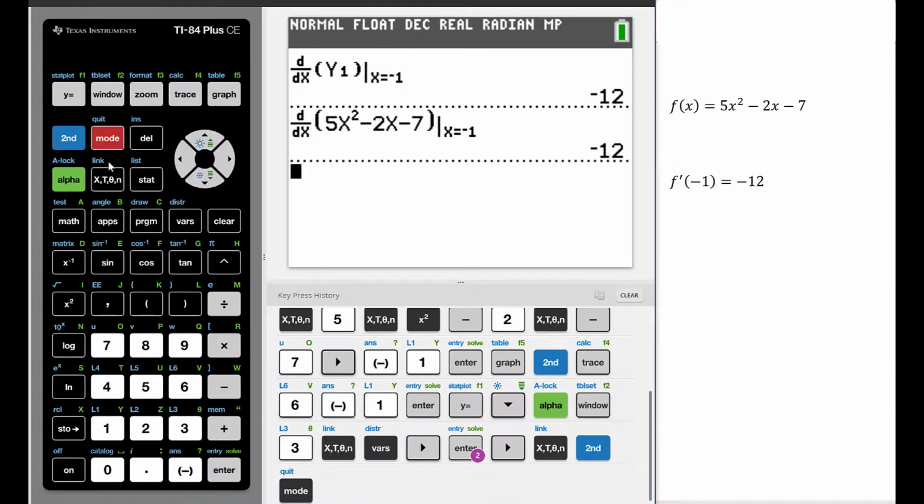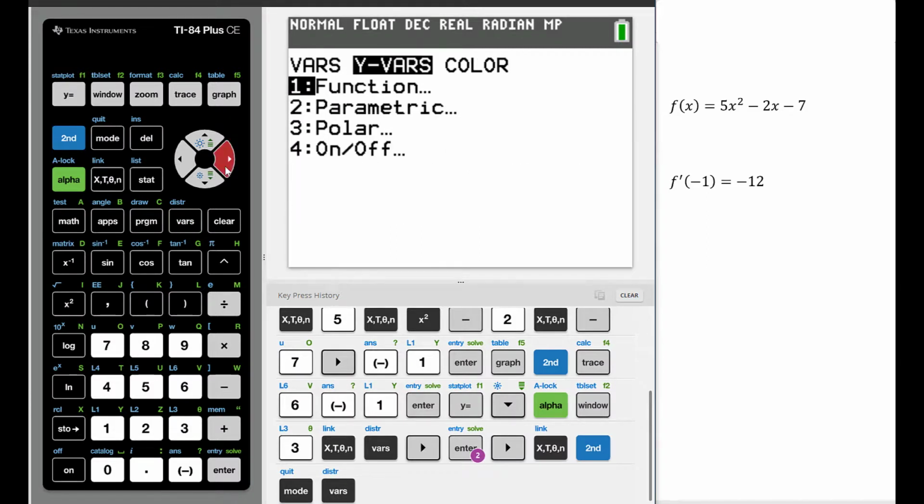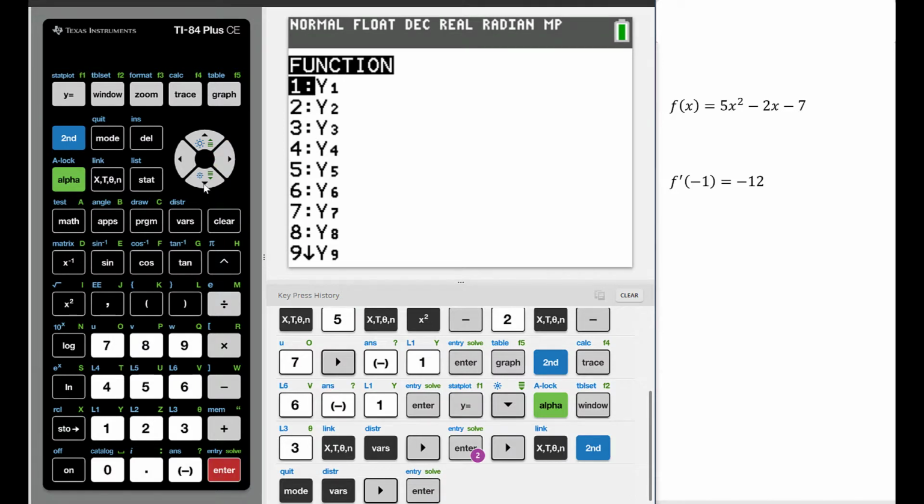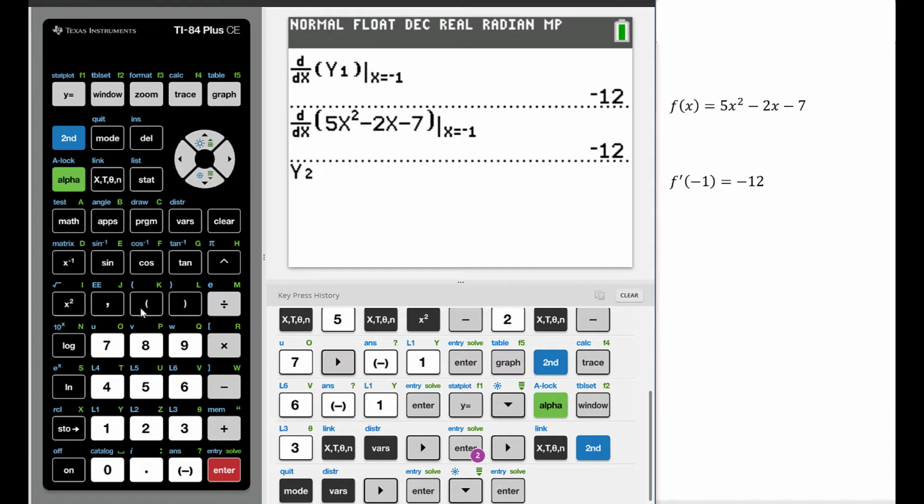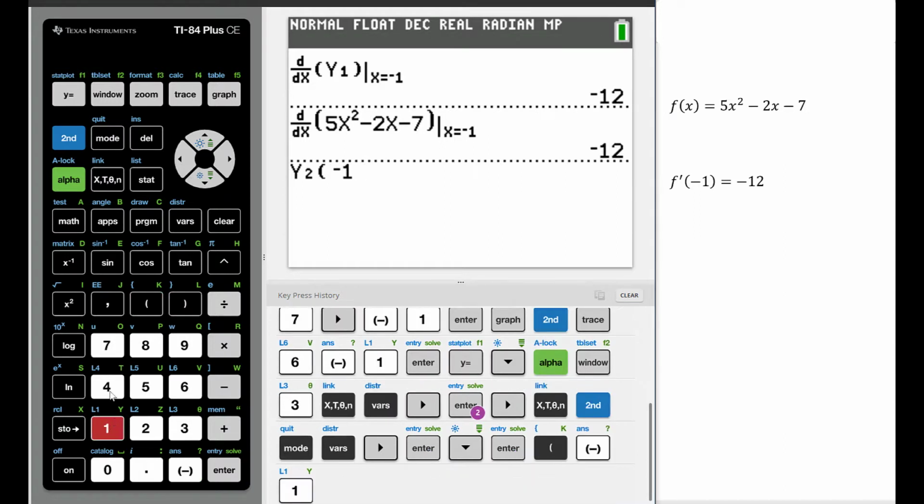Let's go to 2nd Quit. And now we want that y sub 2 function. So we're going to go to Vars, go to the right to Y-Vars, press enter on number 1, and then scroll down to number 2 for y sub 2. Open up a set of parentheses. Type in -1, close our parentheses, and now press enter, and this provides us with the value of -12. So this once again allowed us to find our numerical derivative.